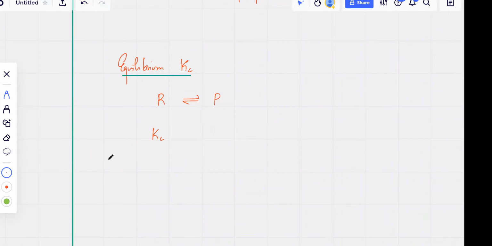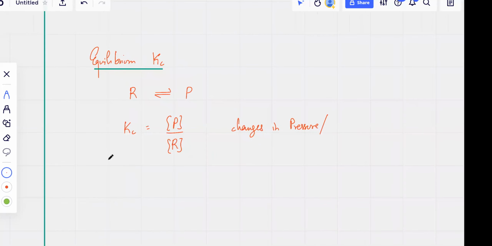Kc is the ratio of the concentration of the products divided by the concentration of the reactants. That's what Kc is. Products over reactants. And changes in concentration or pressure are not going to have any effect. The reaction would automatically adjust to maintain that ratio.